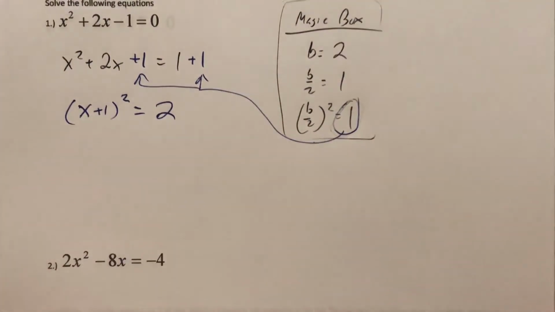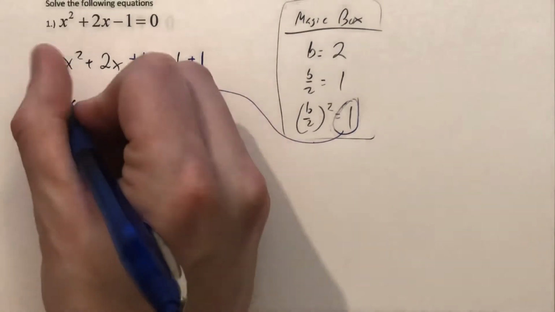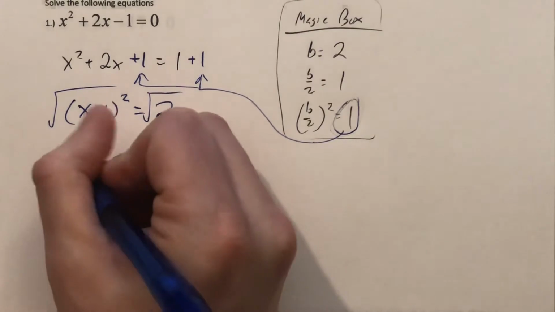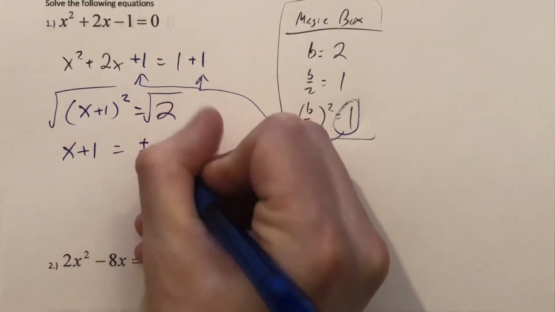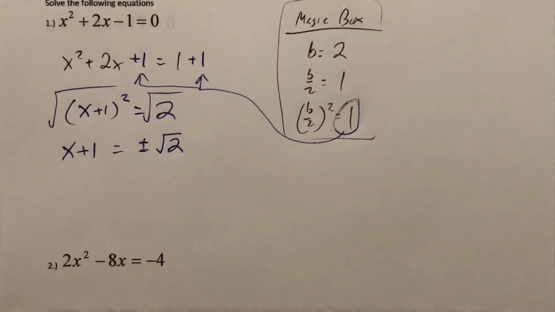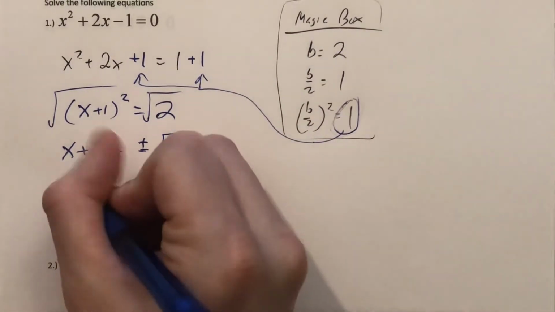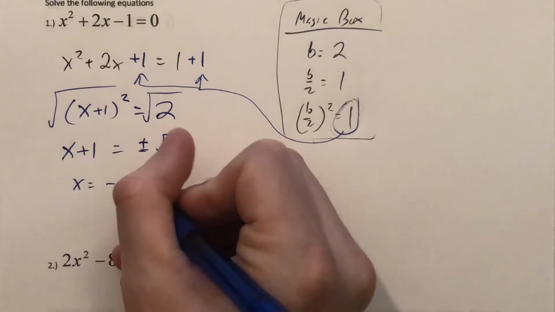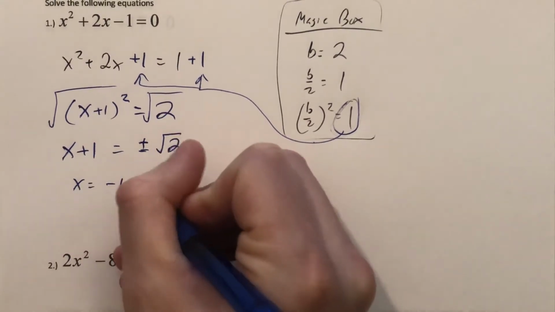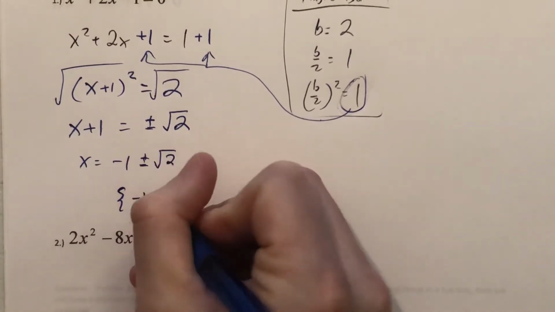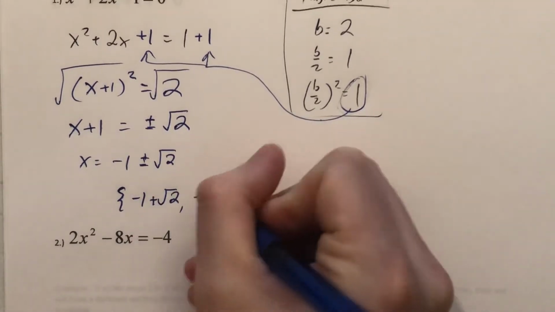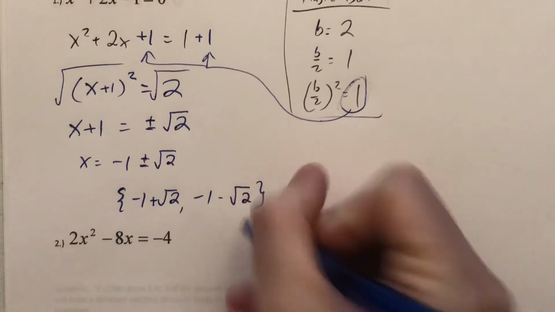Now we are to the form of the square root property. We got something squared equals a number, so we can take the square root of both sides, giving me just x plus 1 there, and a plus or minus the square root of 2 there. We can't simplify that at all. So then we move the 1 over as a negative. So we have negative 1 plus or minus the square root of 2. So our solutions here are negative 1 plus root 2 and negative 1 minus root 2.